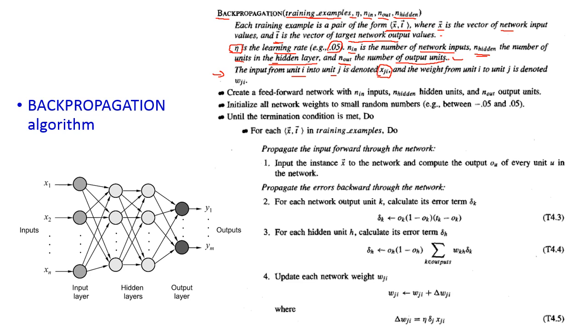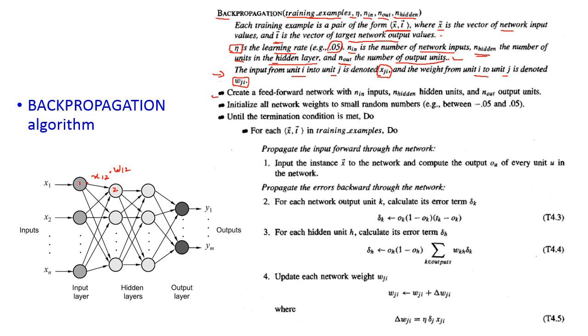Okay, that means if x travels from node 1 to 2, this is x12, and the corresponding weight is w_ji. For x_ji we have to add one weight, isn't it? So this is otherwise called w12, that is, the weight assigned between nodes 1 and 2.